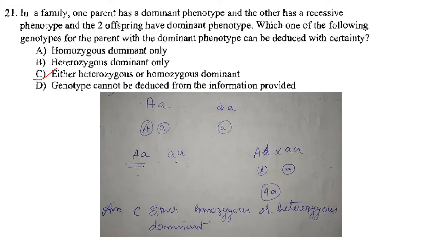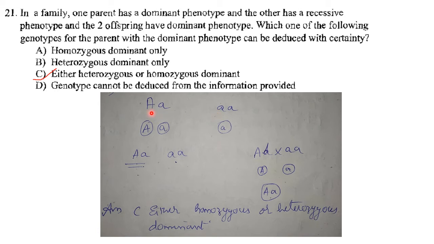The next one. In a family, one parent has dominant phenotype and the other has a recessive phenotype, and the two offsprings have dominant phenotype. Which one of the following genotypes for parents with dominant phenotype can be deduced with certainty? They say that one parent is dominant phenotype and the other is having recessive phenotype. So there can be two types of genotypes for parent with dominant phenotype. One is capital A small a and the other is capital A capital A.